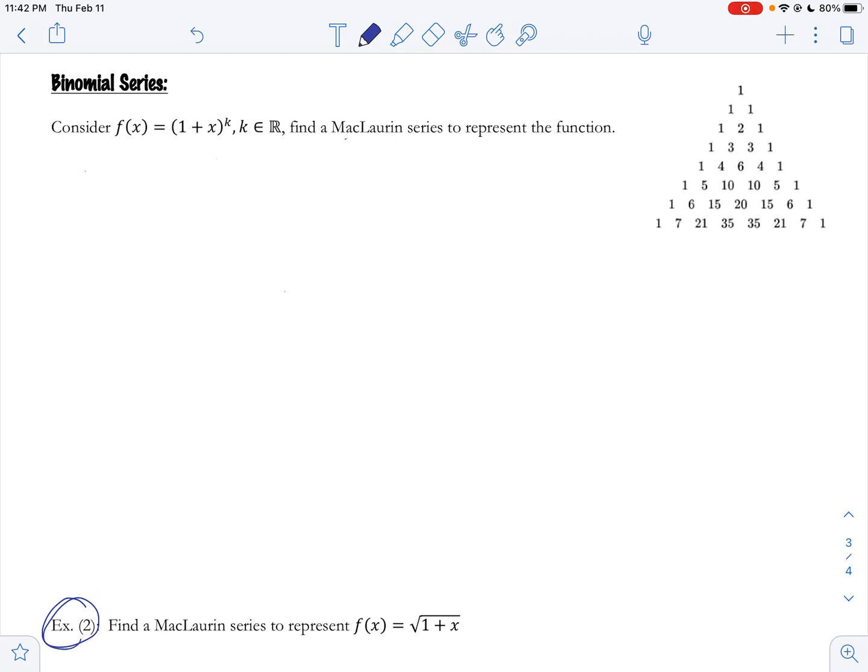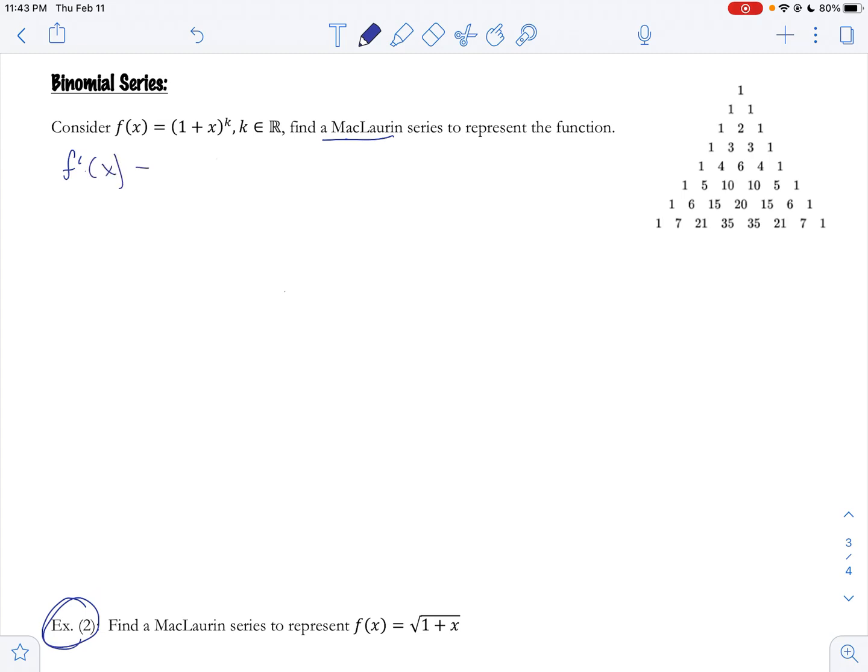So what I'm about to do now is just show you where it comes from. This is not something that you are required to generate yourself. However, it does help to look at the patterns and think about this for other types of problems. All right, so we want to find a Maclaurin series, and so we want to go ahead and start taking some derivatives.